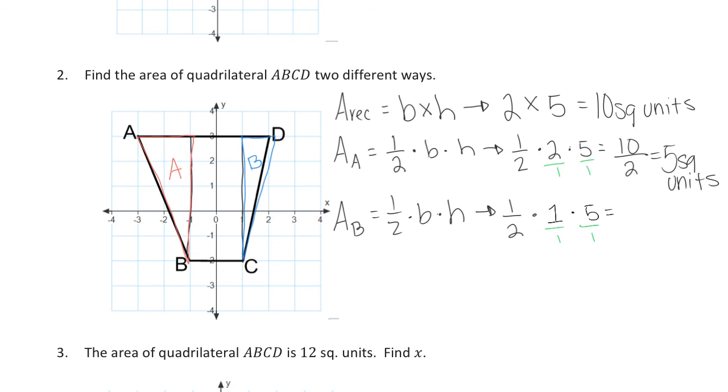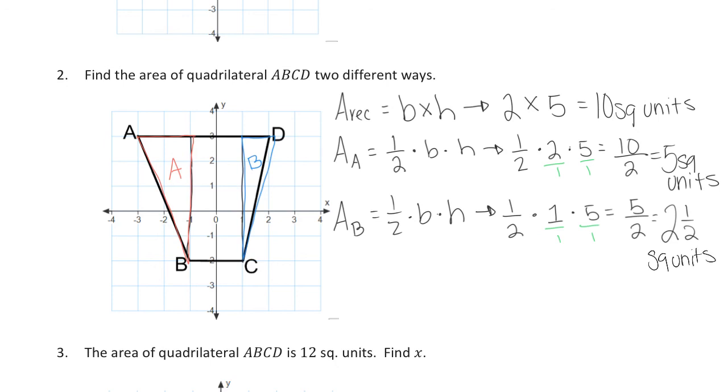I have 1 times 1 times 5, which is going to give me 5. And then 2 times 1 times 1, which is going to give me 2. So now I have the answer of 5/2. And if we want to write this as a mixed number, we know that it's going to be 2 and 1/2 square units.